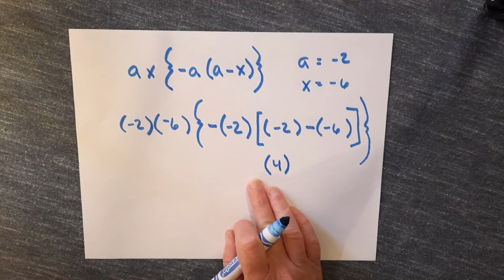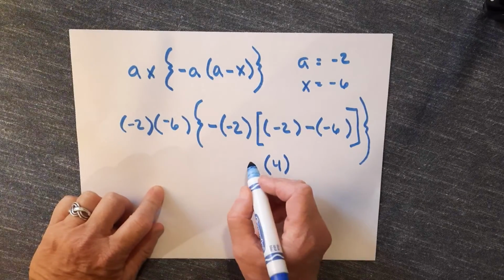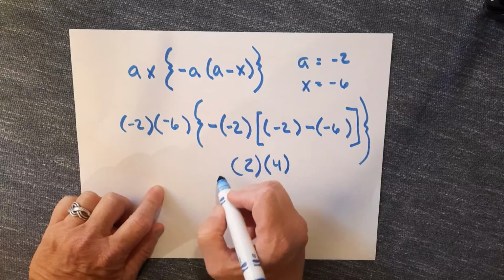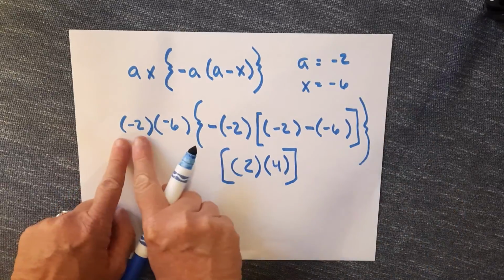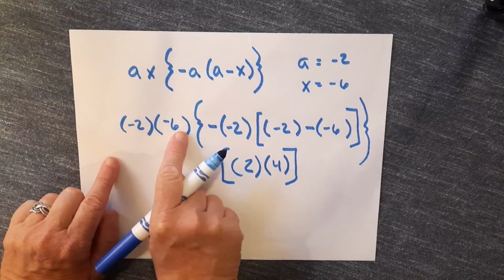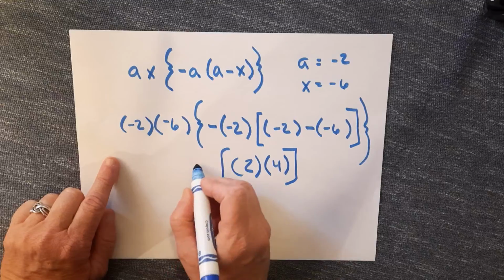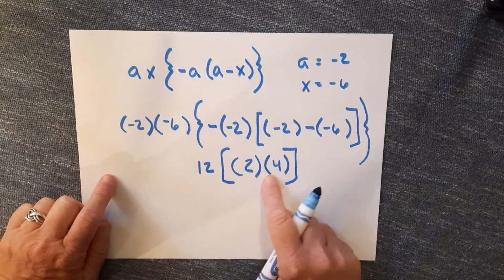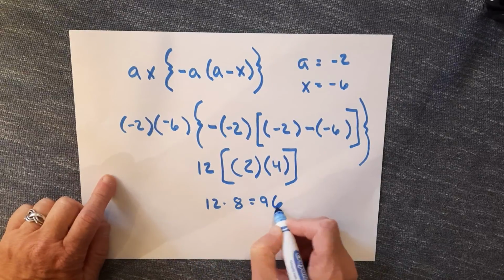So we have a minus -2, which is the same as a +2. So that makes that 2 times 4. We're going to keep this enclosed. And now we have these two multiplied together. -2 times -6 is a +12. And 12 is going to be multiplied by whatever is in here, which is 8. So we have 12 times 8, which is 96.